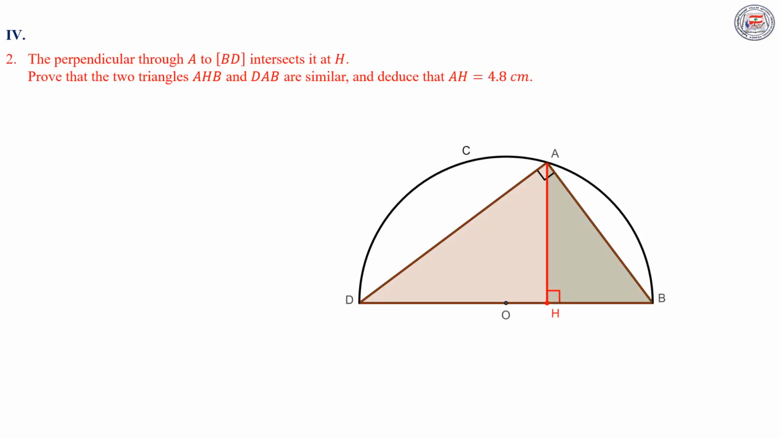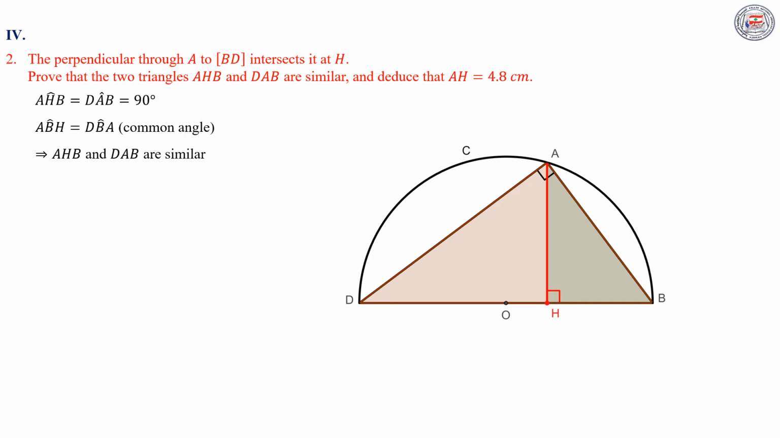In part 2, the perpendicular through A to BD intersects it at H. Prove that the two triangles AHB and DAB are similar, and deduce that AH equals 4.8 centimeters. So first we have to prove that the two triangles AHB and DAB are similar. We have AHB equal DAB equal 90 degrees and ABH equal DBA since it is a common angle. Then AHB and DAB are similar.